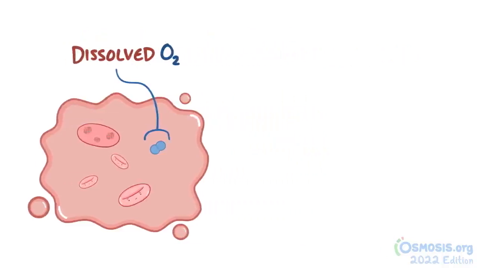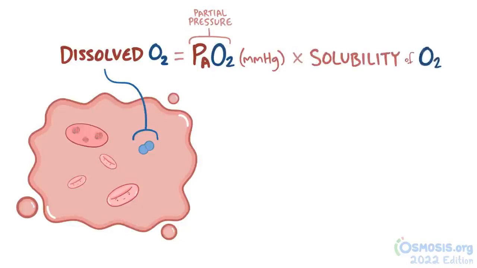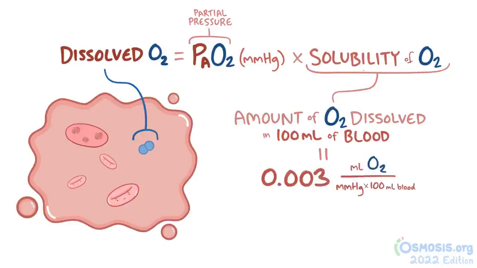Now, if you just wanted to calculate dissolved oxygen, you do that by multiplying the partial pressure of oxygen, measured in millimeters of mercury, with the solubility of oxygen. And the solubility of oxygen is the amount of oxygen that can be dissolved in 100 milliliters of blood. It has a constant value of 0.003 milliliters of oxygen per millimeter of mercury per 100 milliliters of blood.